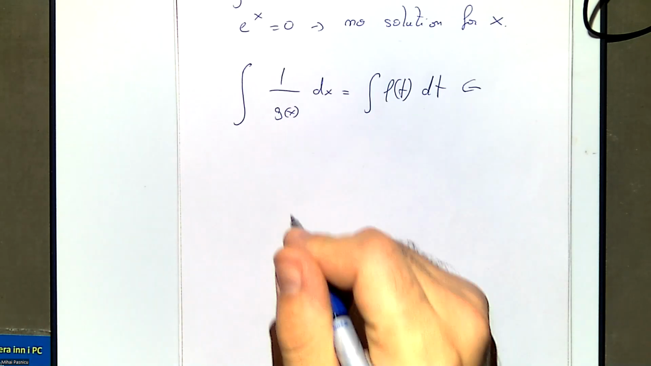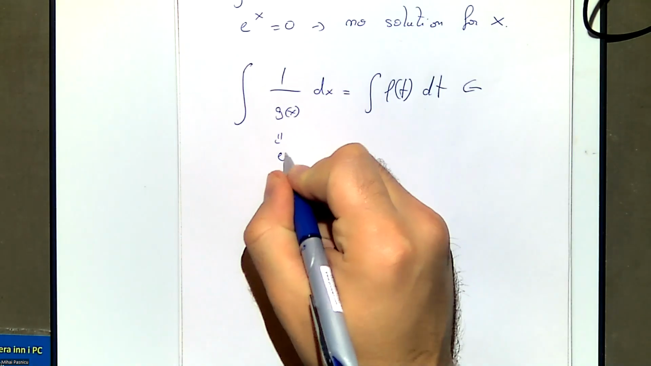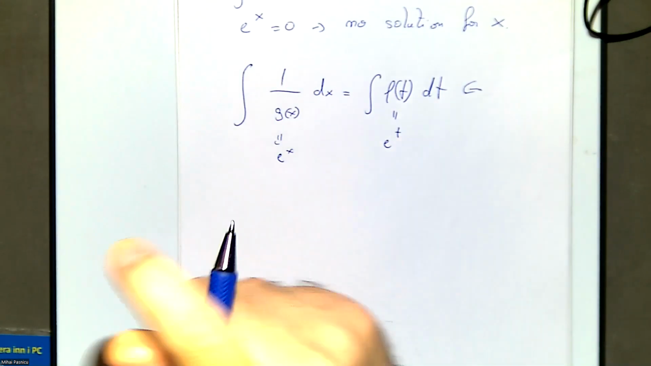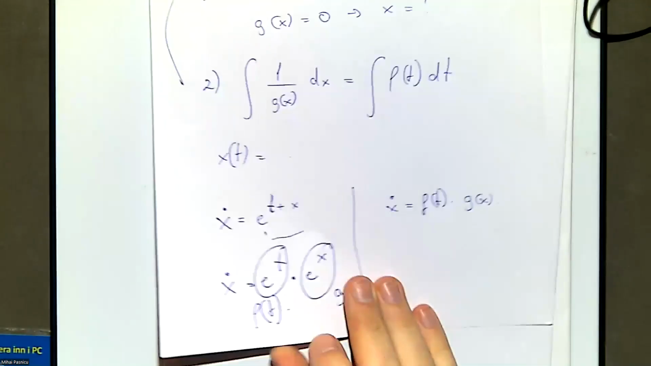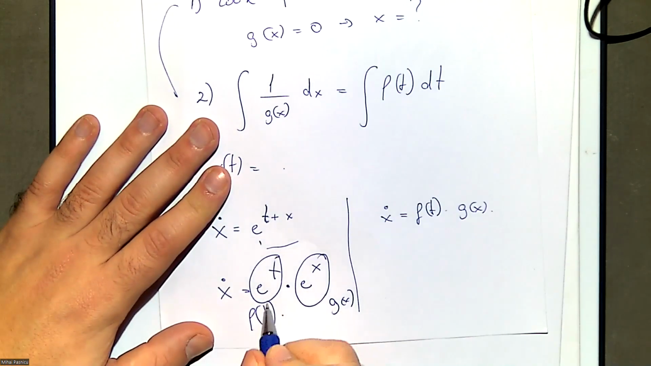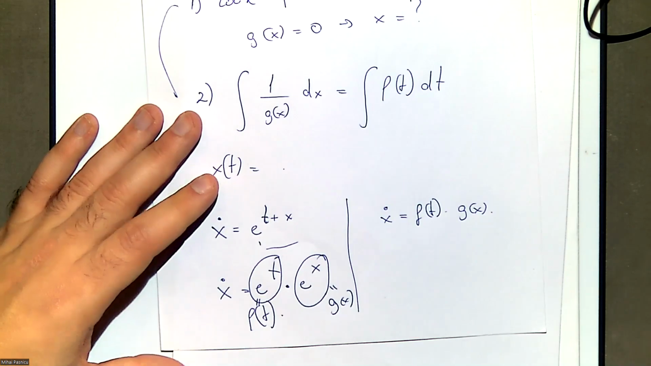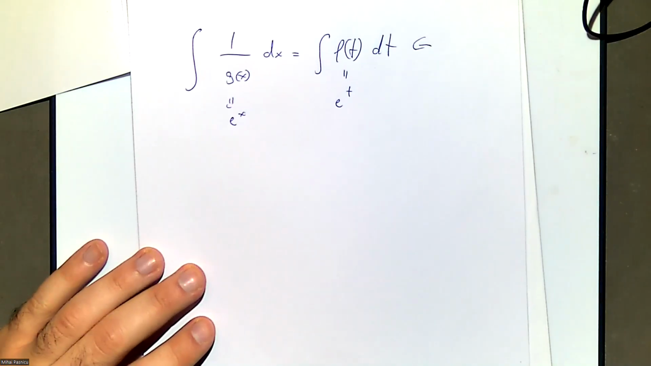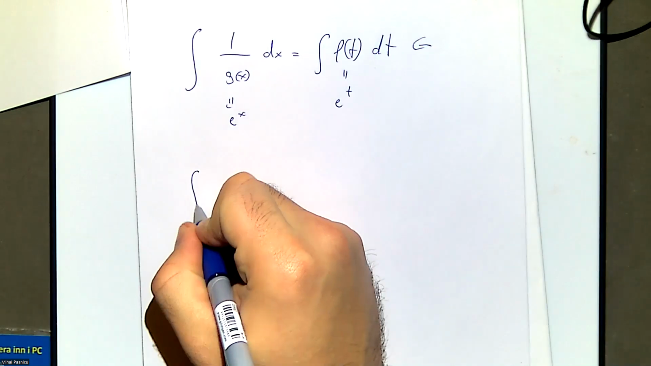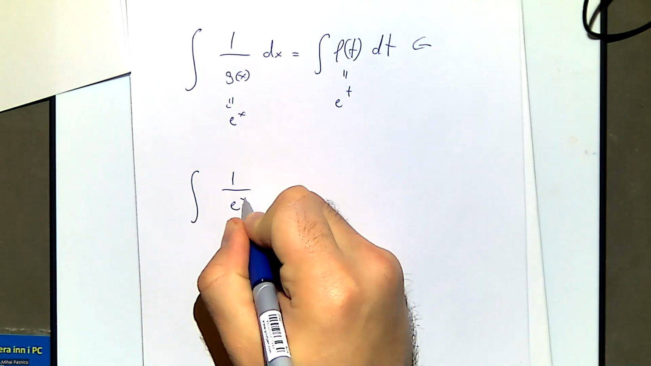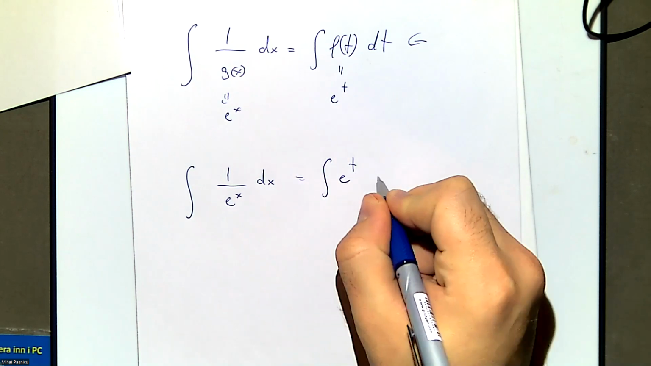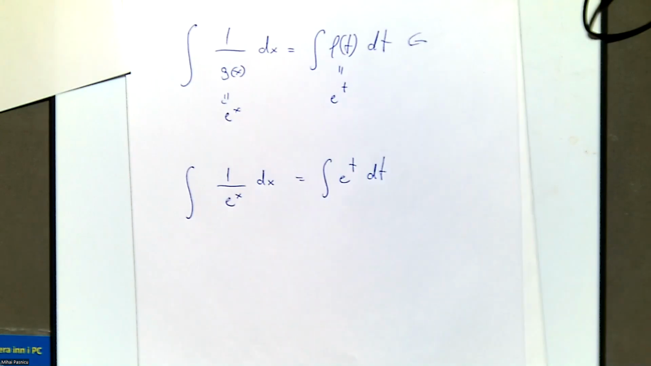Anyway, I'm just going to replace this g of x with e to the x from my initial identification, and this is e to the t, right? This is how it looked from here. f of t was equal to e to the t, and g of x was equal to e to the x. So now I'm just going to plug them in, and I get the integral of 1 over e to the x dx is equal to the integral of e to the t dt.